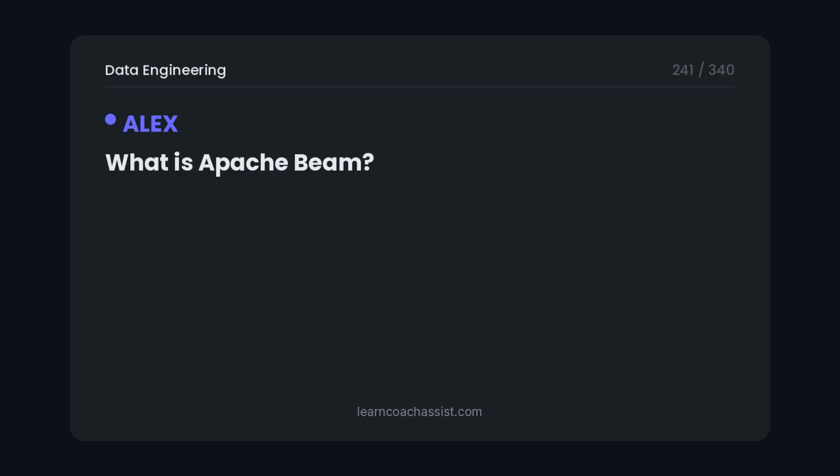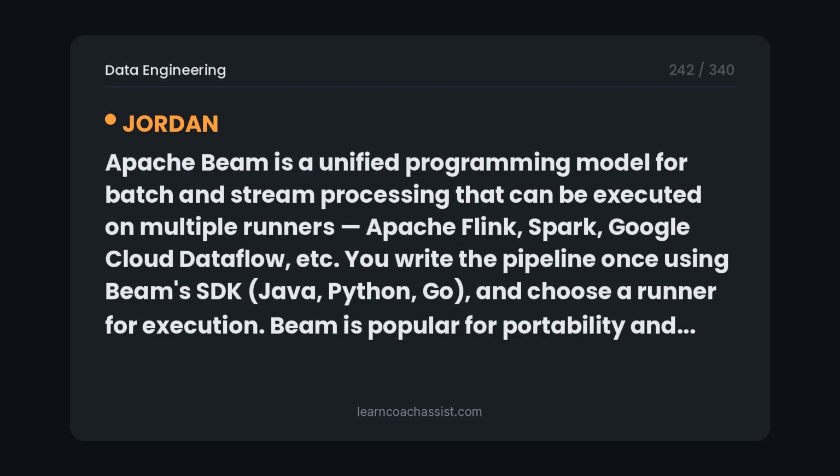What is Apache Beam? Apache Beam is a unified programming model for batch and stream processing that can be executed on multiple runners: Apache Flink, Spark, Google Cloud Dataflow, etc. You write the pipeline once using Beam's SDK, Java, Python, Go, and choose a runner for execution. Beam is popular for portability and migration between engines.